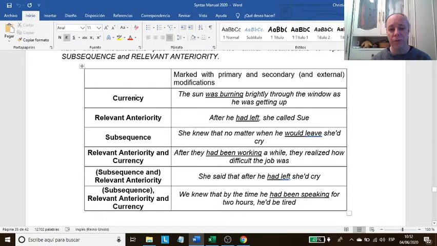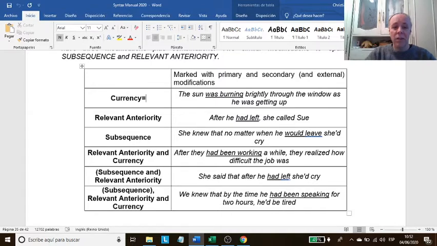Currency. This is a new term. The sun was burning brightly through the window as he was getting up. So "was burning" is underlined. "Was burning" is past continuous. It's a continuous form. What does it mean? It means that currency is the Spanish duration thing. It has another name. It's currency, because things are currently happening as we speak. That's why it is called currency.